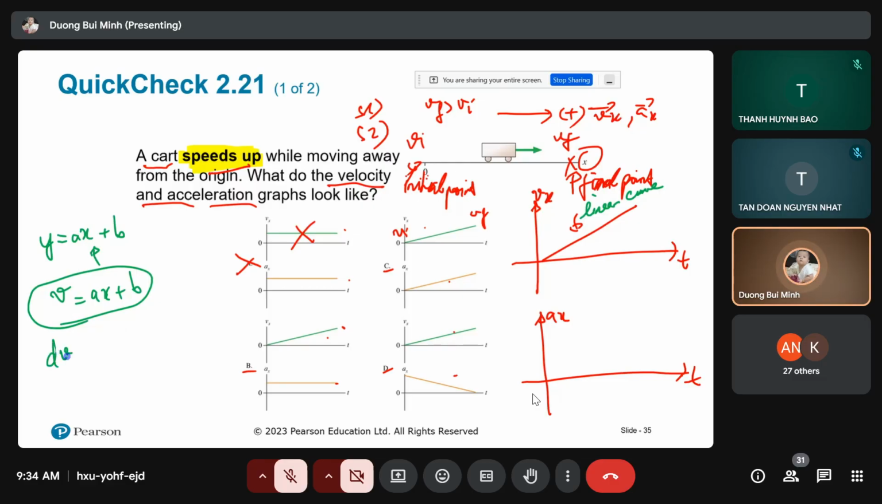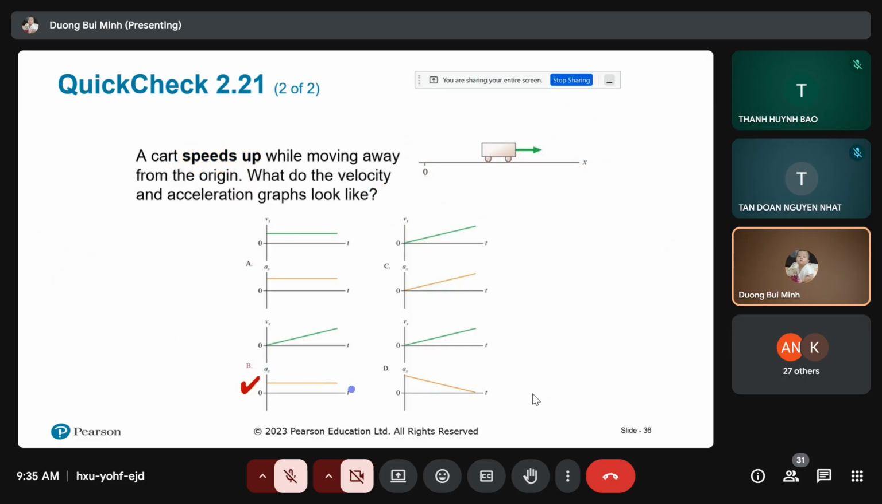So when we take the first order derivative of v with respect to t, you get a. Here is Vx, here is x. When we take the derivative, you get a, that means constant. So Ax must be constant because it's a linear curve. But now look, Ax is not constant. Skip it. So the correct answer will be B. Do you understand?